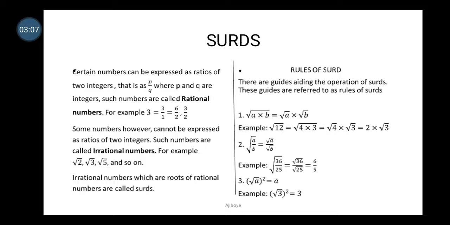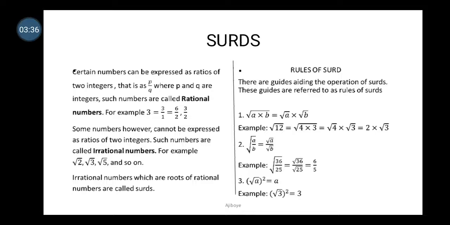Surds. Certain numbers can be expressed as a ratio of two integers, that is, as p over q, where p and q are integers. Such numbers are called rational numbers. From our definition of key vocabulary words, we have already explained that. Some numbers, however, cannot be expressed as ratios of two integers. Such numbers are called irrational numbers.